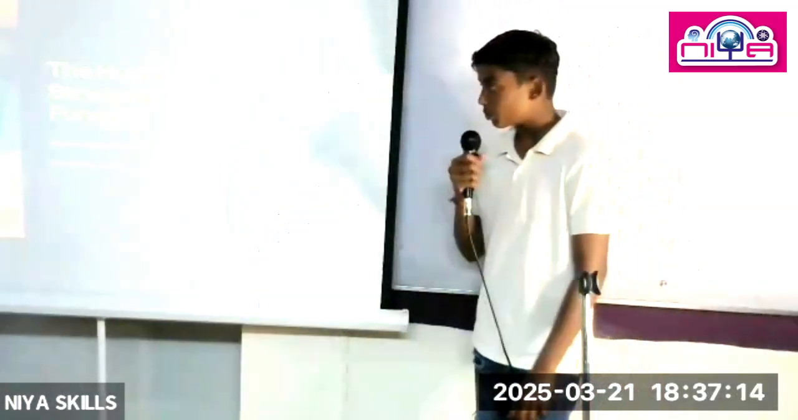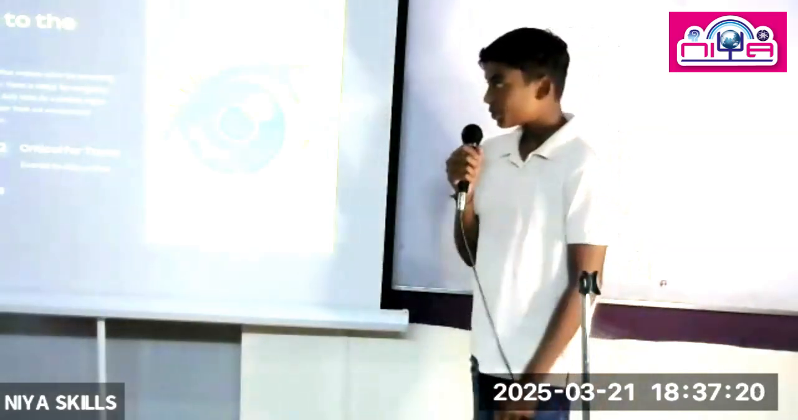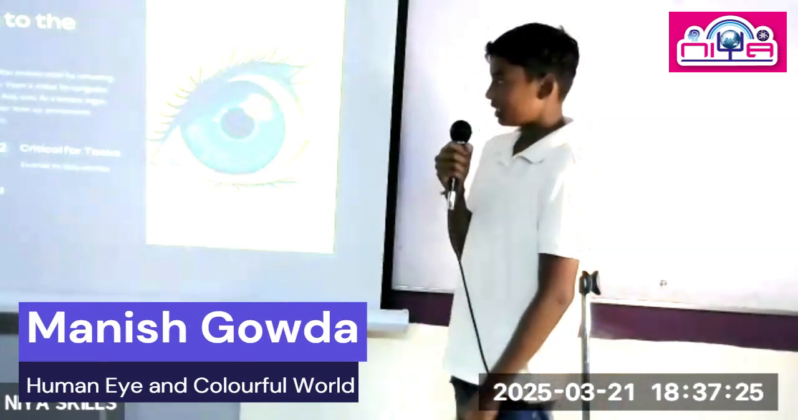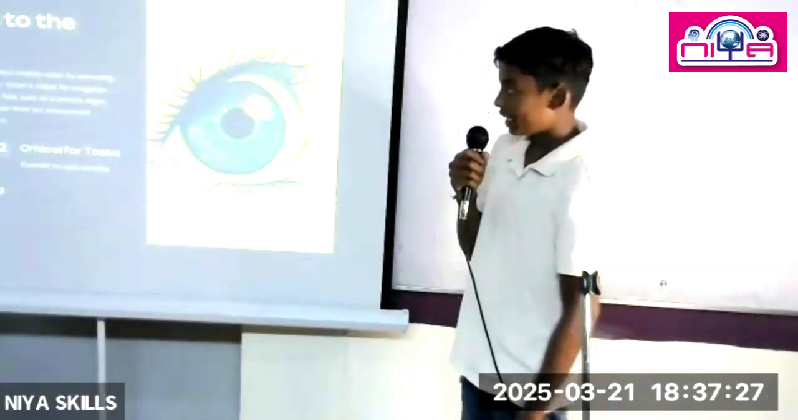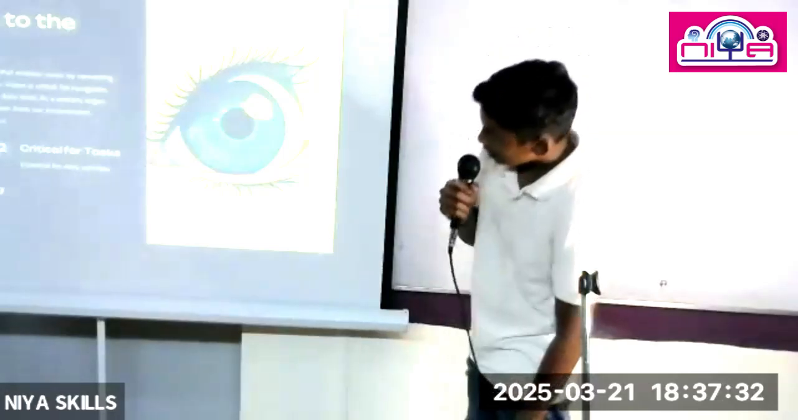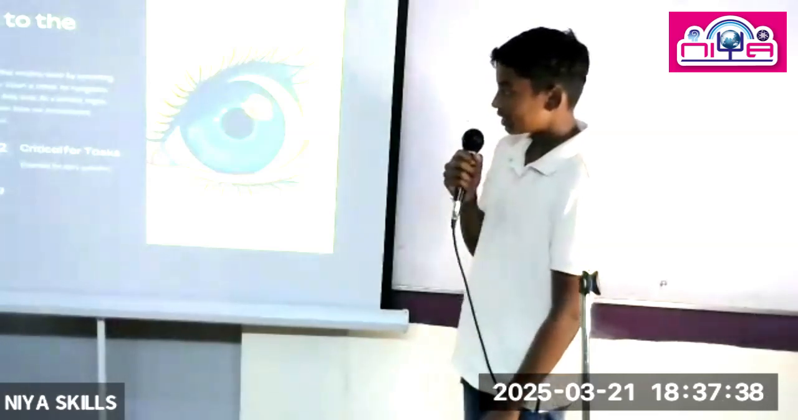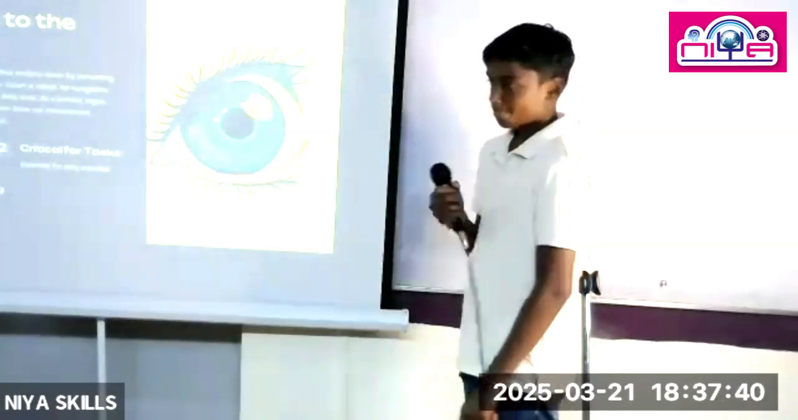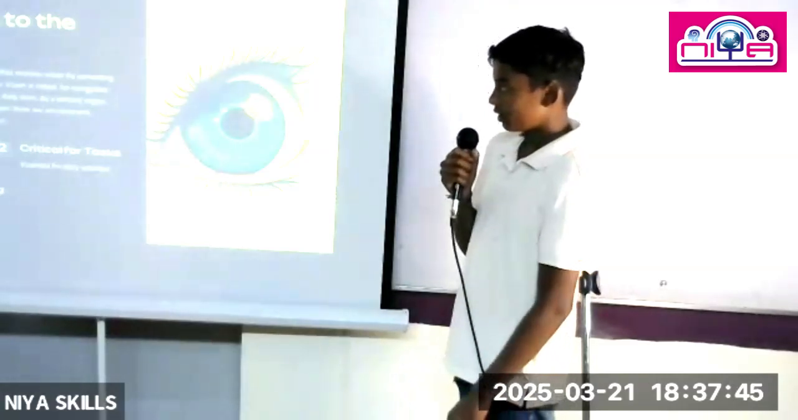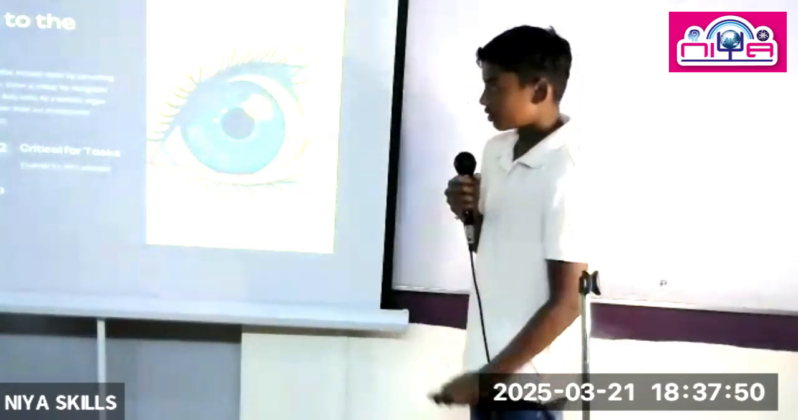Everyone, my topic is human eye structure and function. Introduction to the human eye. The human eye is a highly complex organ that enables vision by converting light into electric signals sent to the brain. Vision is essential for navigation, communication, learning, and performing daily tasks. The eye processes light and color information from our environment, allowing us to perceive the world around us.